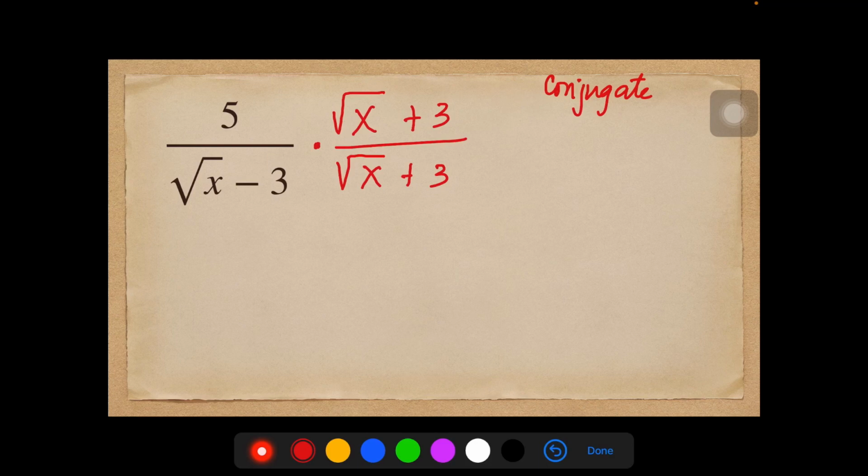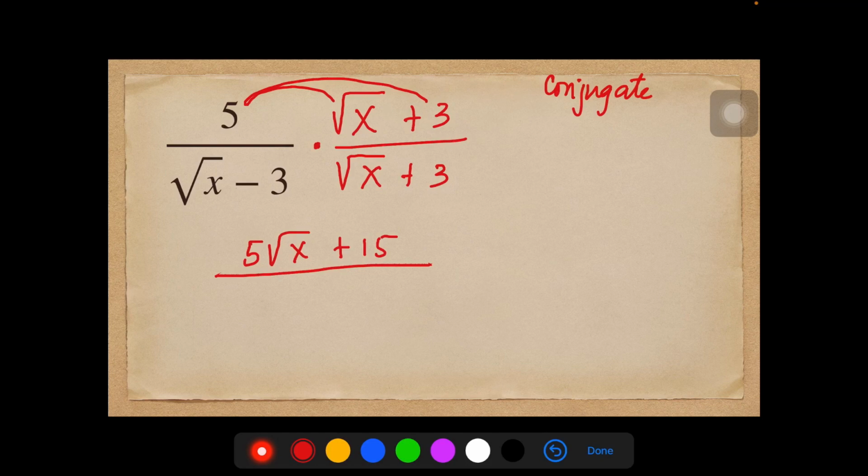Of course, we still apply multiplication here, so we multiply 5 to the square root of x, and we also multiply 5 to positive 3. The result will be 5 square root of x plus 15 over, guess what?